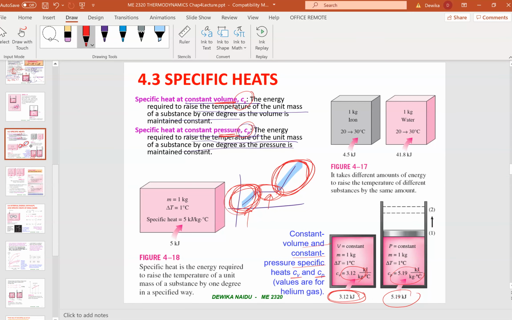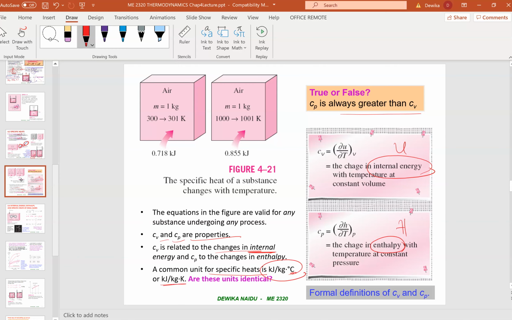A common unit for specific heat is kilojoule per kilogram degree C and kilojoule per kilogram K. Are these units identical? Yes, they are, because one rise of Kelvin is equivalent to one rise of degree C. Of course, Kelvin is 273 plus the Celsius, but one unit of Kelvin rise or drop is equivalent to one unit of Celsius rise or drop. So that's why they can be compared that way.